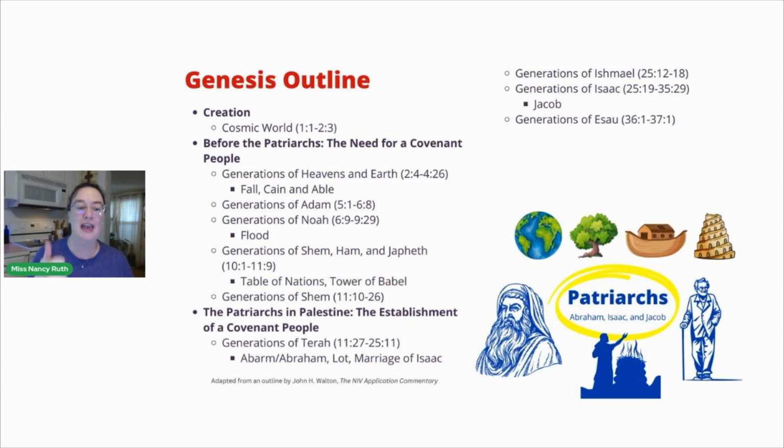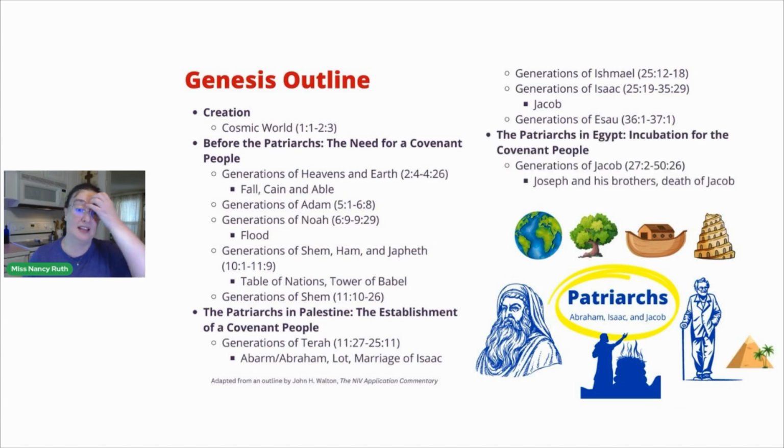So we're talking about Abraham, Lot, Isaac, Ishmael, Isaac, Jacob, Esau, those kinds of things. And then we have the patriarchs in Egypt, incubation for God's covenant people. So how they got to Egypt, which includes Joseph and his brothers and the death of Jacob. Okay, so quick outline there.